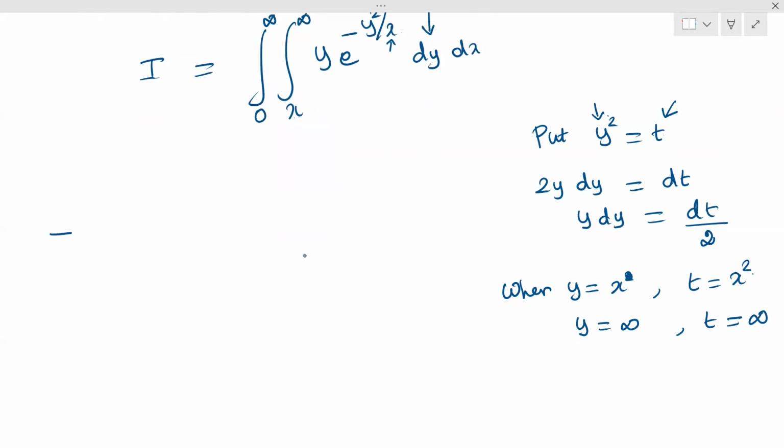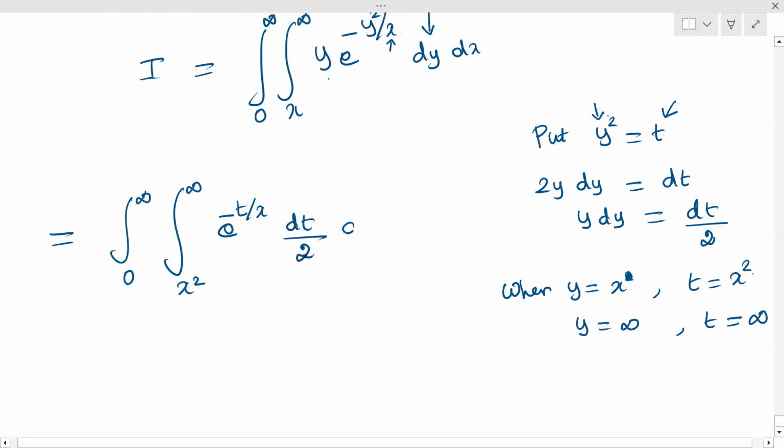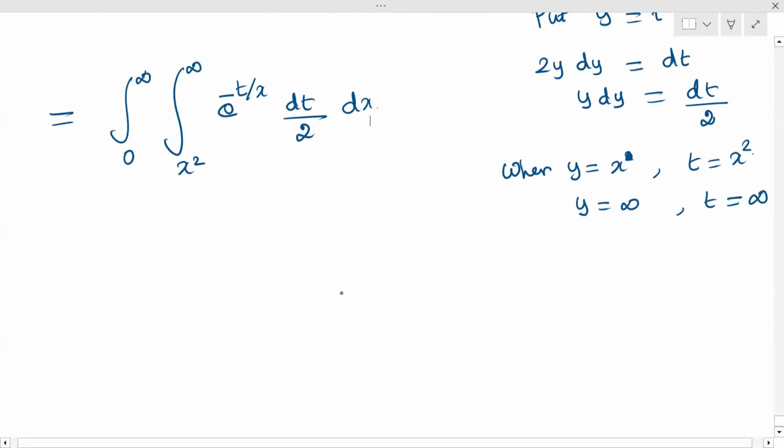Okay. So here what we have to do, write the outer integration as it is. Inner integration, what we changed: x square to infinity, and we are substituting y square as t. So it is e power minus t by x. Y dy is nothing but dt by 2, into dx.